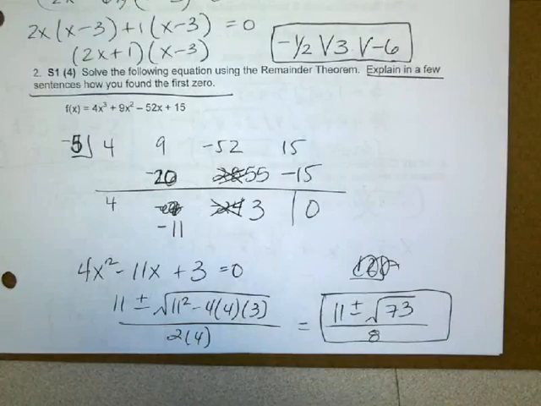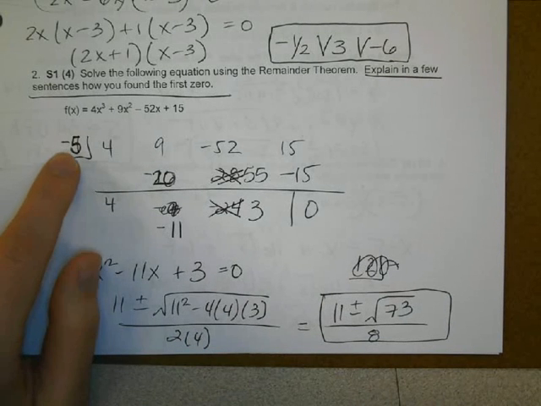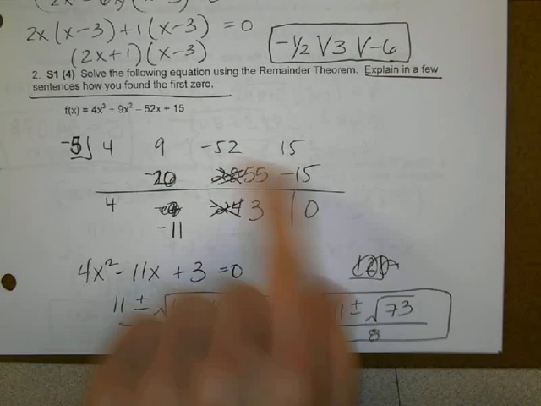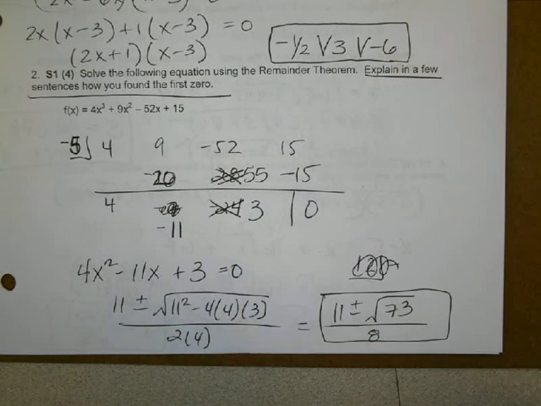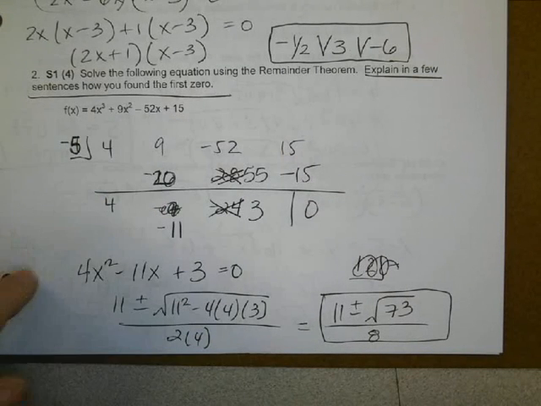For number 2, that's the answer that you should have gotten for your other 2 intercepts. I found -5 as it was the one whole number 0 that I could have used to break down the polynomial further, and explain in a few sentences how I found the first 0. I graphed this function, used the standard window, and then looked to see where it crossed the x-axis and used the 0 feature of my calculator to find that.